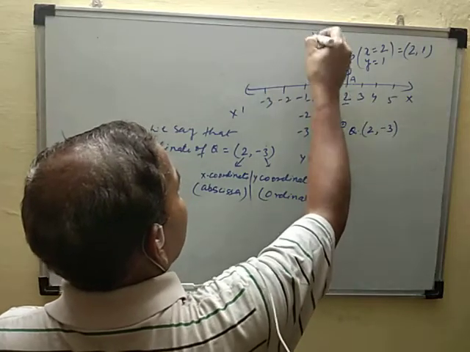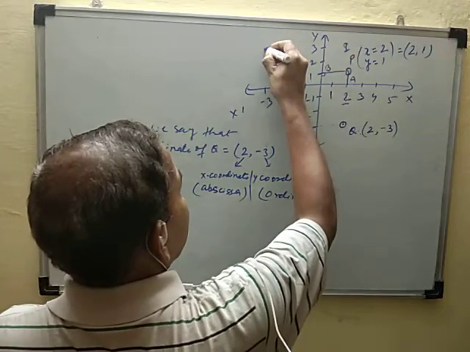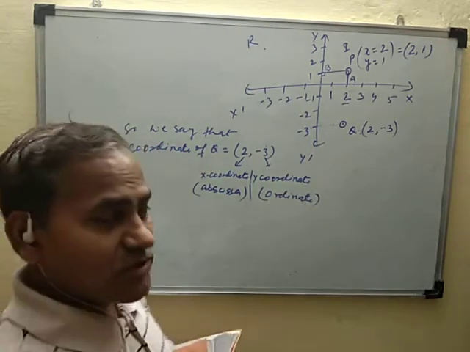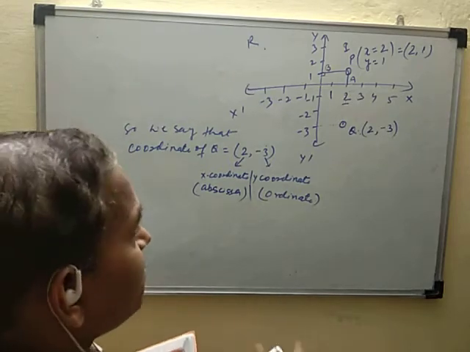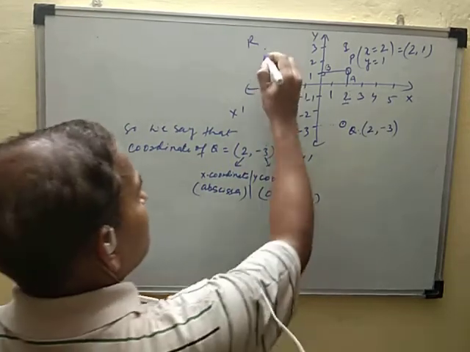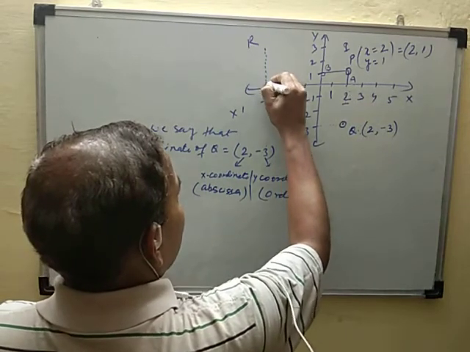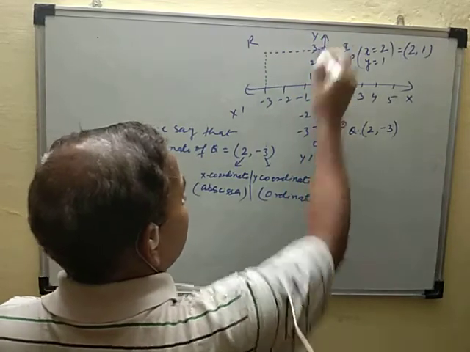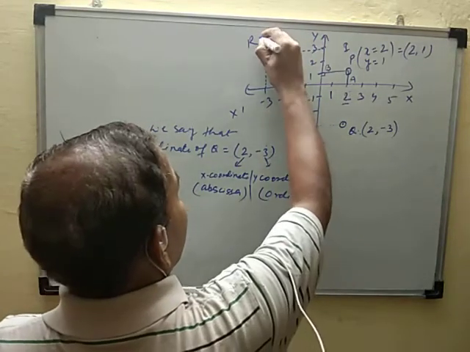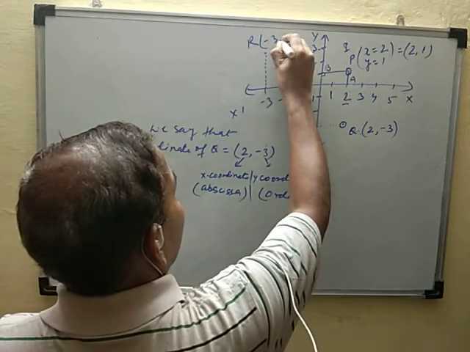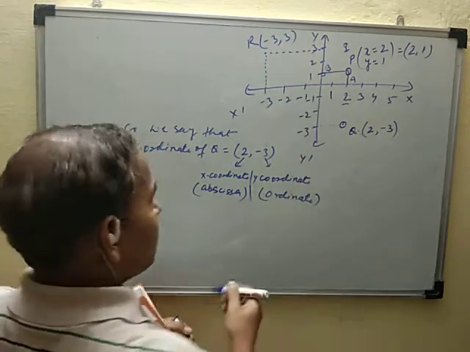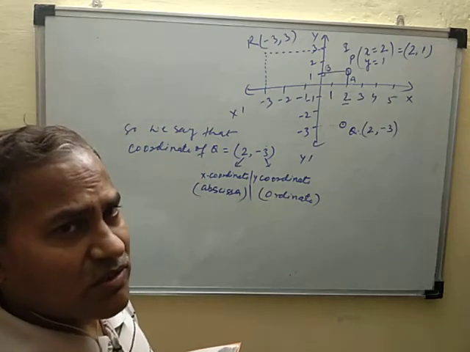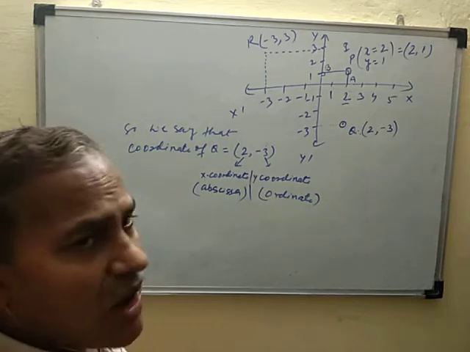Suppose here is any point, this one, suppose it is R. Just check what the value of x is. The value of x is -3 and the value of y is 3. So what is the coordinate of R? First write the value of x, then write the value of y. This coordinate is (-3, 3). This is the coordinate of R.